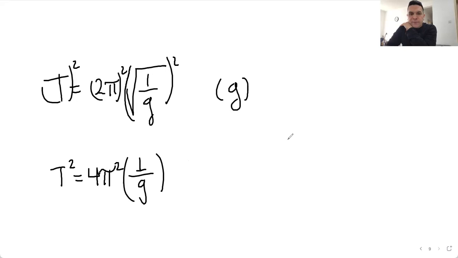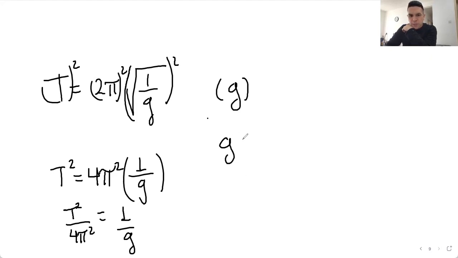Now we can divide by 4 pi squared, right? So we get T squared divided by 4 pi squared, equals this. And we need to isolate that G. So we just need to cross multiply and isolate our G. Or you can use different ways to do this. You can cross multiply.